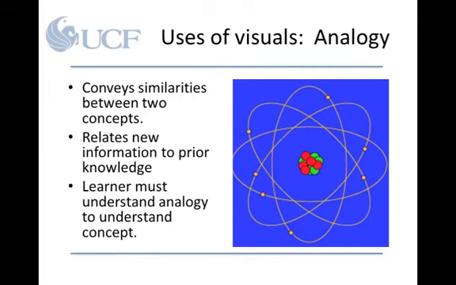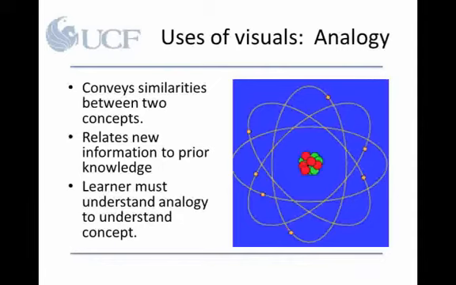Analogic uses of visuals can be powerful, but have some limitations. Analogic uses convey similarities between two concepts. In these instances, new information is being related to prior knowledge. So for analogic uses to be beneficial, the learner must understand the analogy being used. Also, it is important for learners to understand what aspects of the analogy are being illustrated. So this adds a level of complexity to the use of graphics for this purpose.